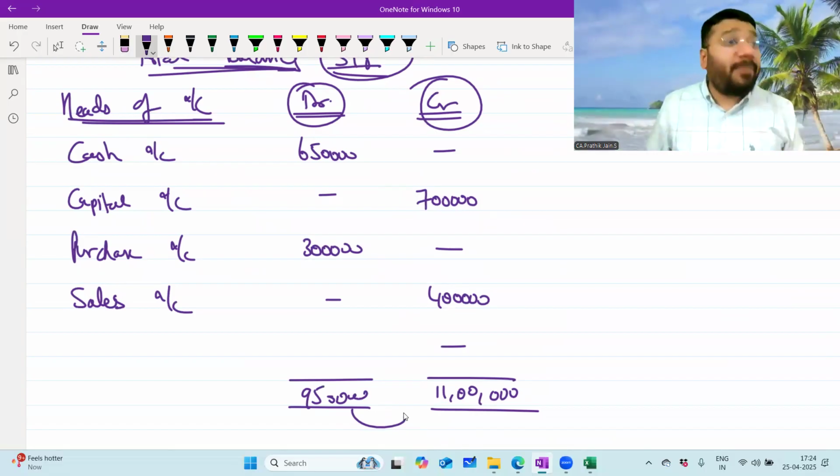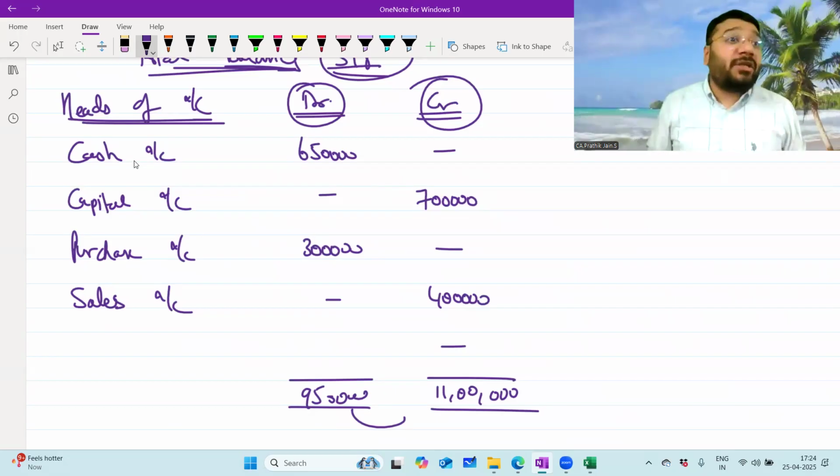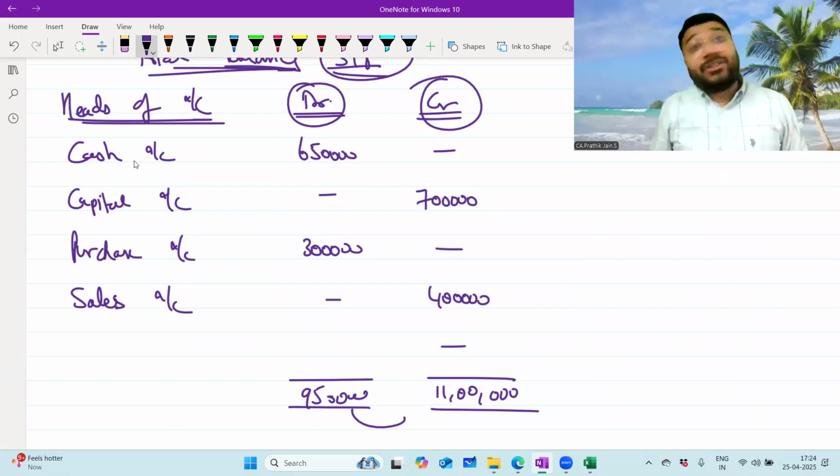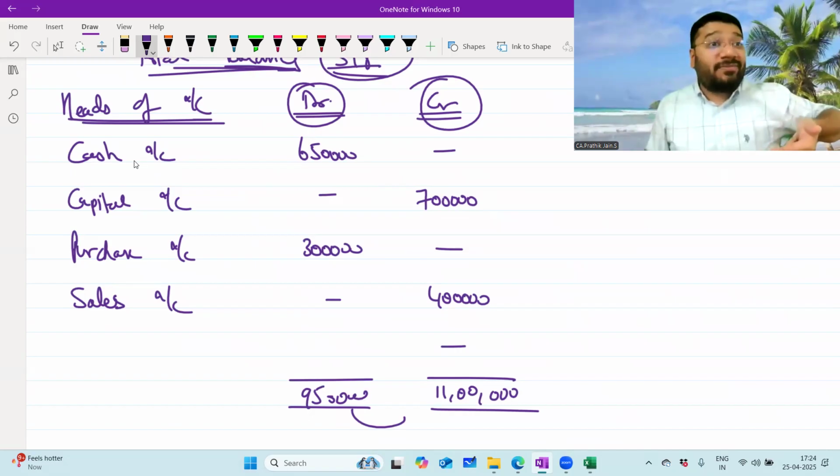Imagine if you are not preparing the trial balance, and directly from the ledger you are preparing the trading P&L and balance sheet. Will the balance sheet tally? Not tally. Can you sit and identify what is the mistake? That too when you have hundreds of account ledgers in real life.